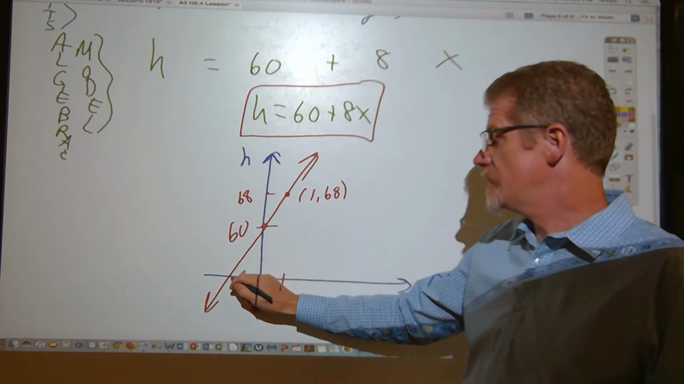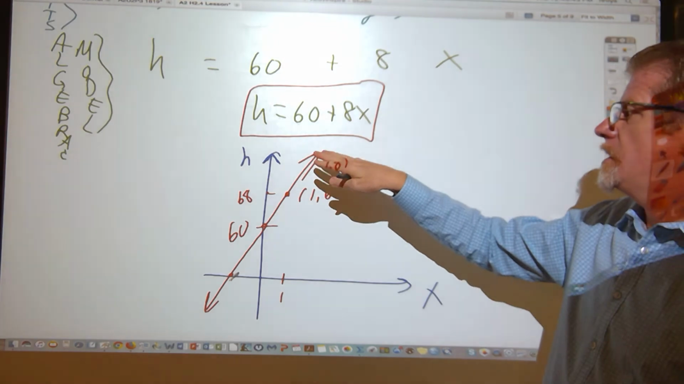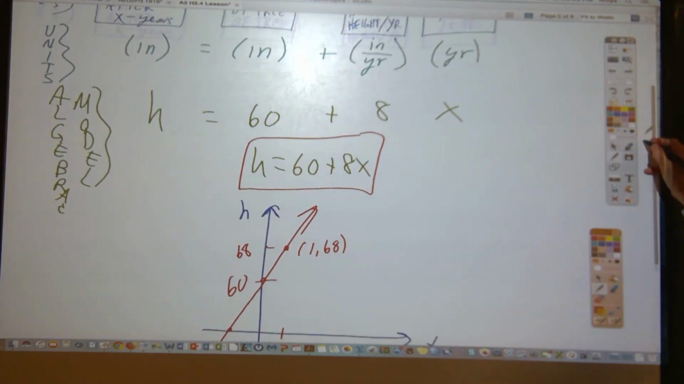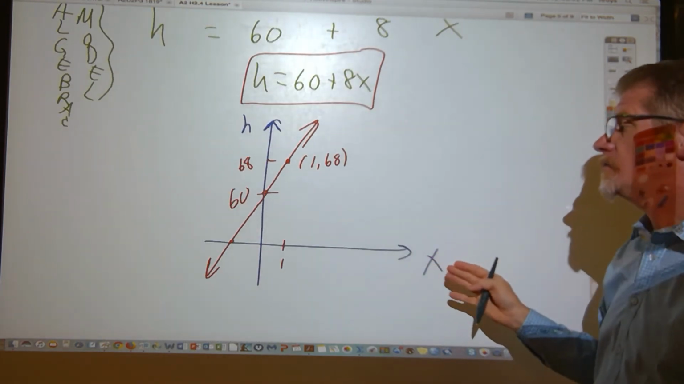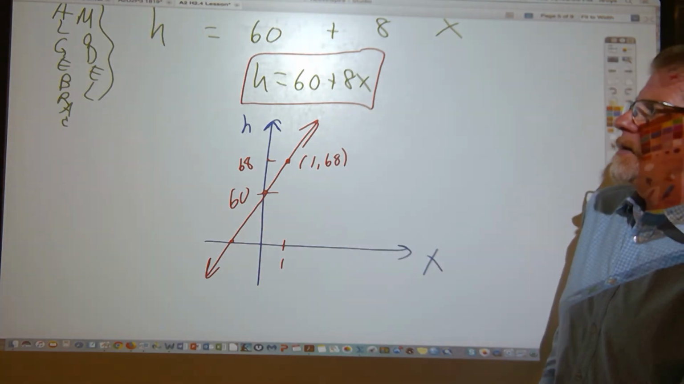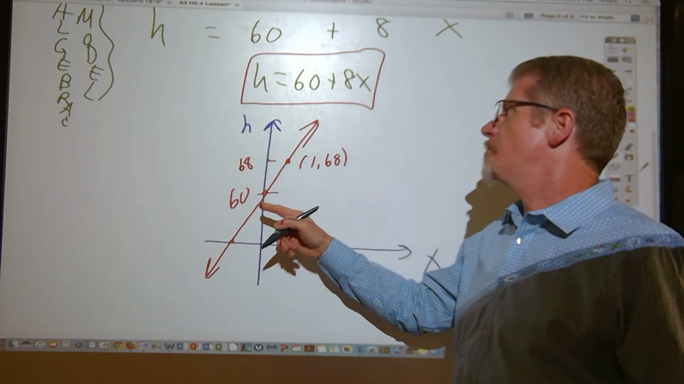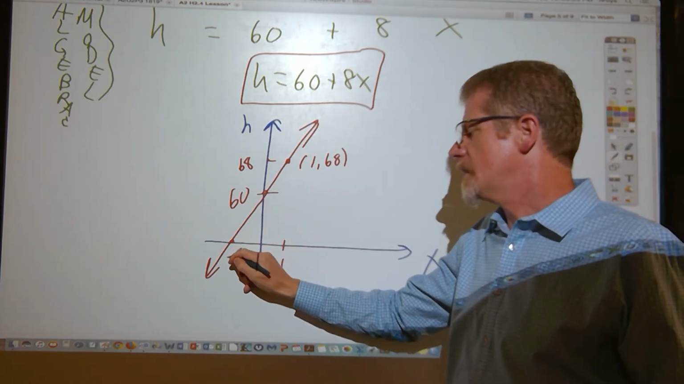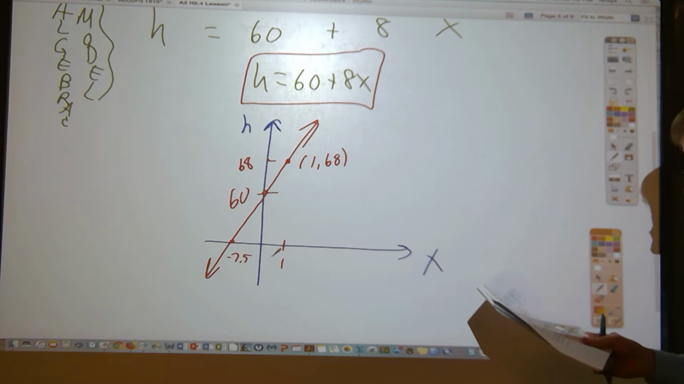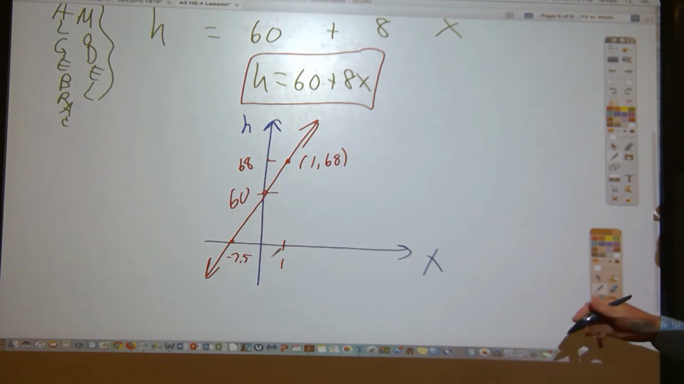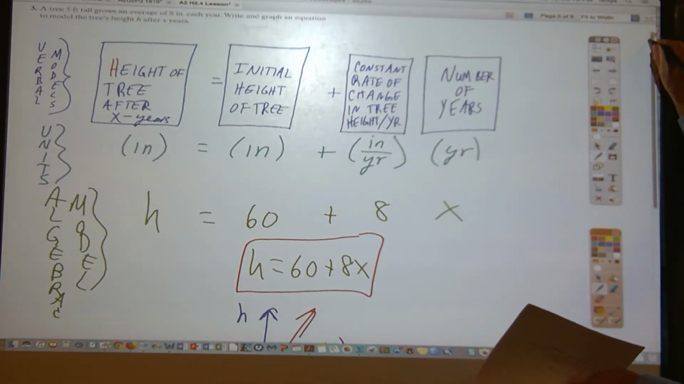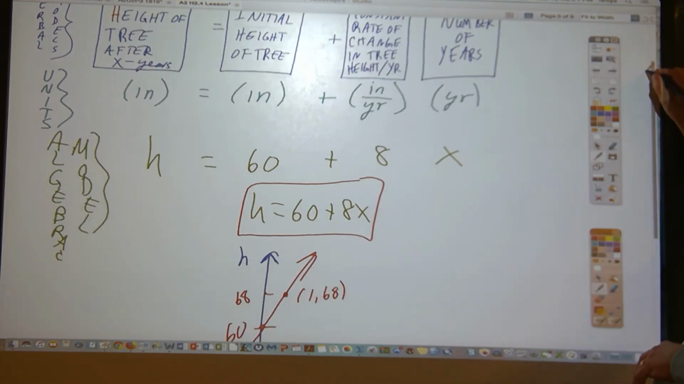If someone did ask you to find the intercept, you could put a 0 in for H, if you wanted to know how many years ago the tree was at 0 inches, assuming it was a constant rate of growth the whole time, which it may not have been. If you solve for X, you would get negative 7.5, which indicates that the tree may have been planted 7.5 years ago, but that prediction may not be accurate because they didn't say that from the time it was planted that it was growing. But they did say from the time it's 5 feet tall, it's growing at 8 inches per year.